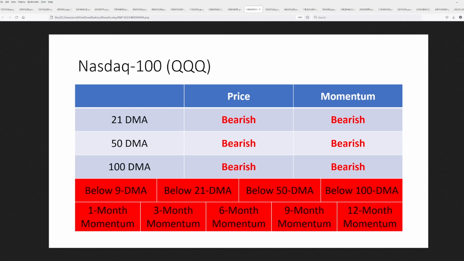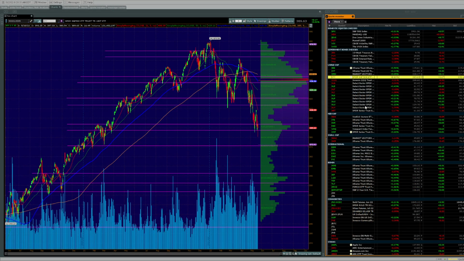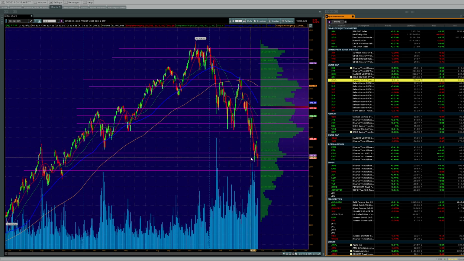Moving averages headed lower, all bearish, momentum to the downside, below all the key moving averages, below where it was all the way through the last 12 months. No pretty picture here for the Nasdaq, and it's sitting in the supply zone too. And so that's the key here. Buyers are coming in here. They bought here before. They're looking to shove this thing up into the 320 range.